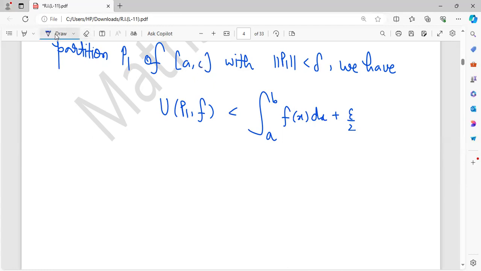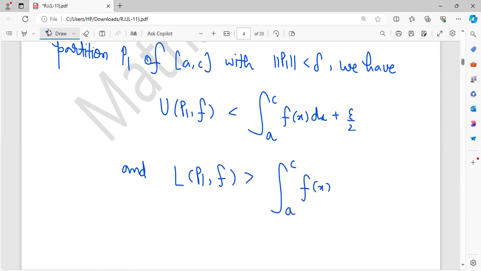So c will become the endpoint here, because f is Riemann integrable over the closed interval [a, c]. And L(P1, f) is greater than the integral from a to c of f(x) dx minus epsilon by 2. Let's call this equation 1.